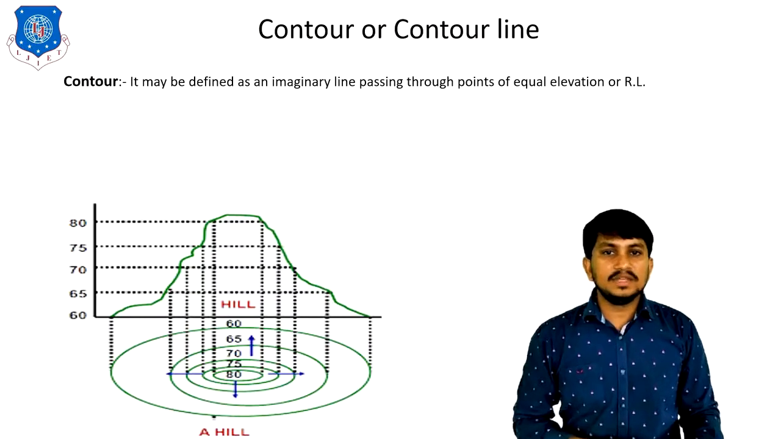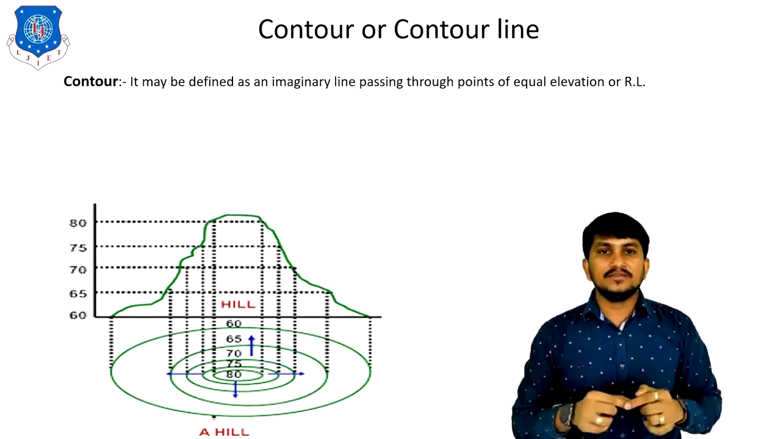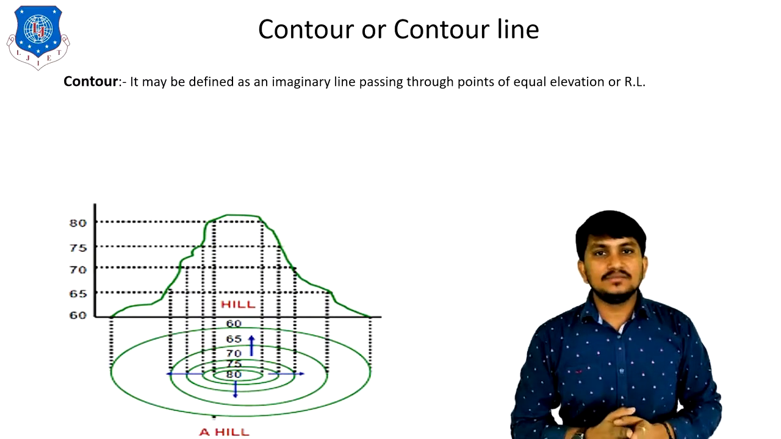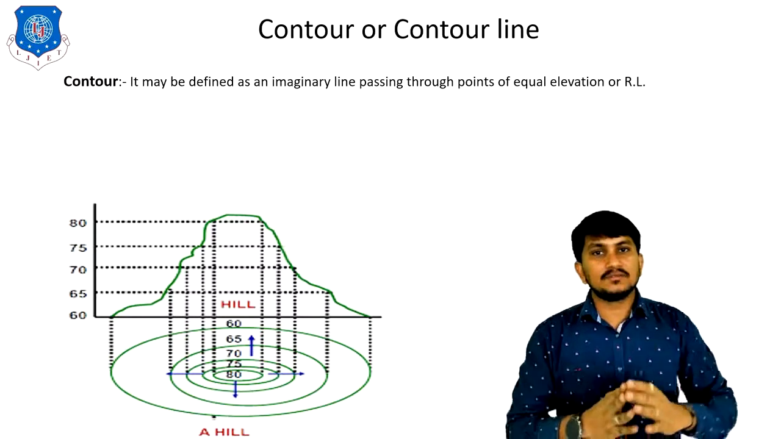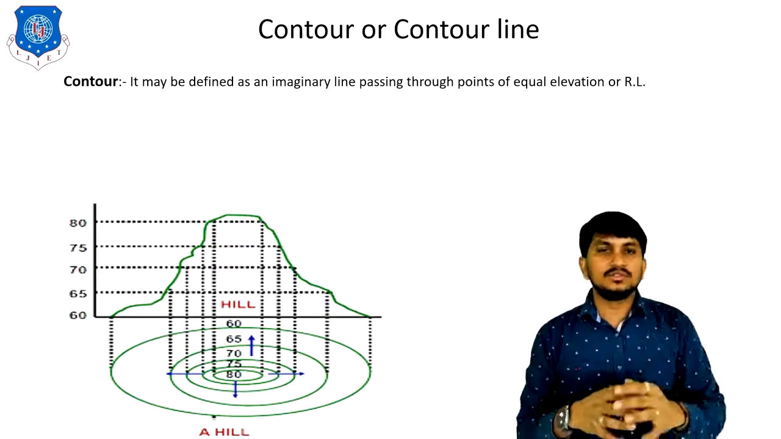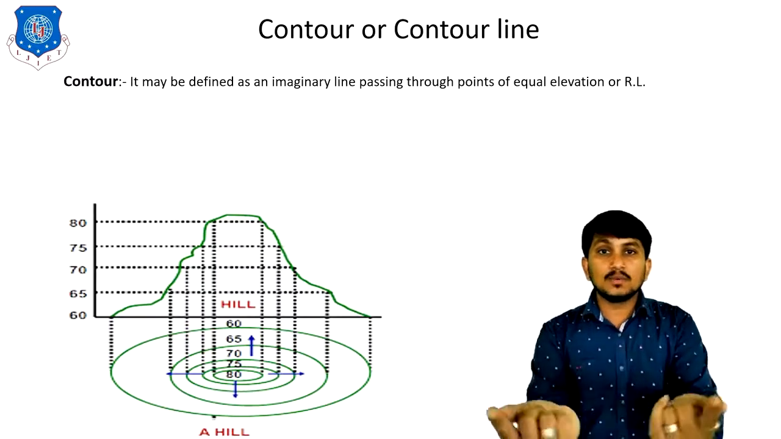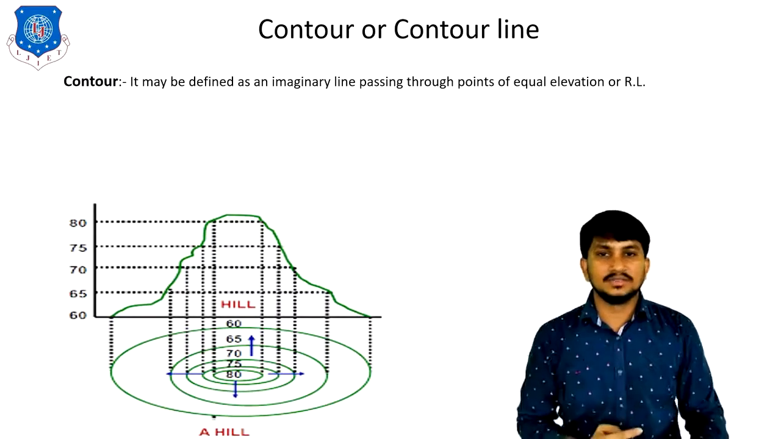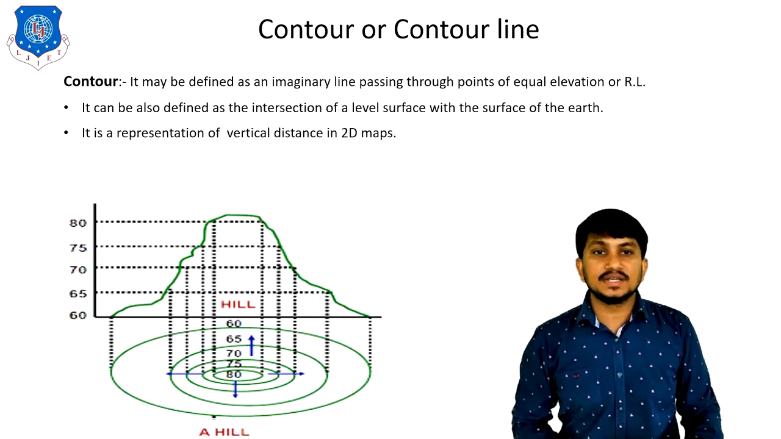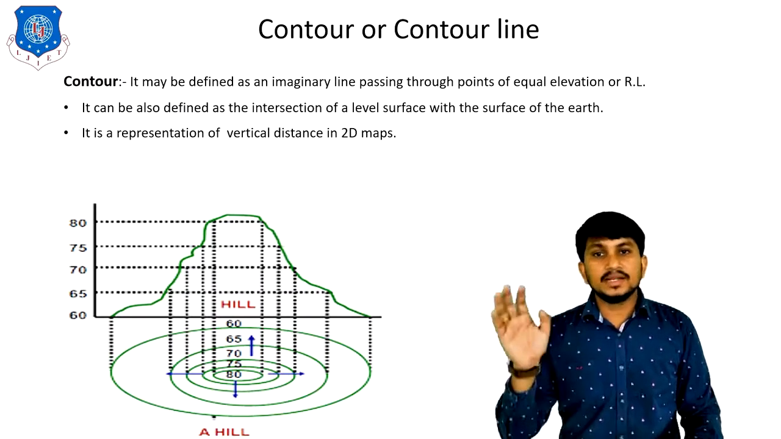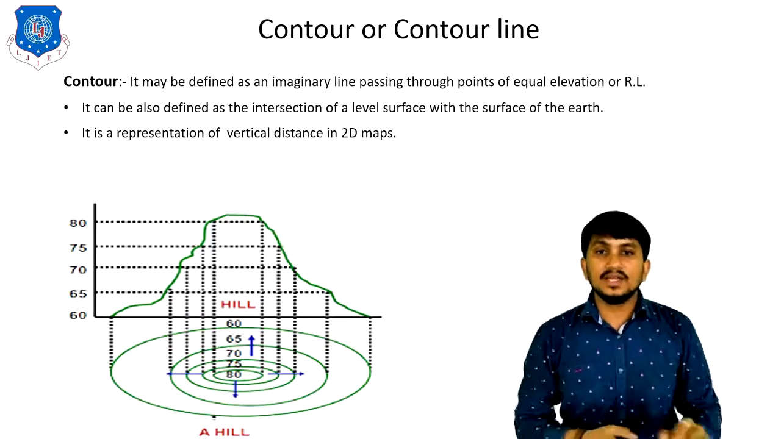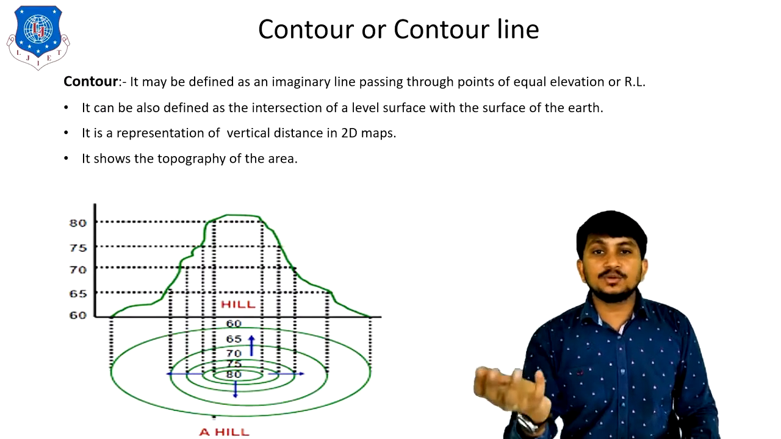A contour may be defined as an imaginary line which passes through the points of equal RL. What is RL? We have discussed it in the previous lecture. It is the vertical distance of the point from a datum line. So the imaginary line which passes through equal RL points is called a contour line. It can also be defined as the intersection of a level surface with the surface of the earth. It is a representation of vertical distance in 2D maps. It shows the topography of the area in a 2D map.